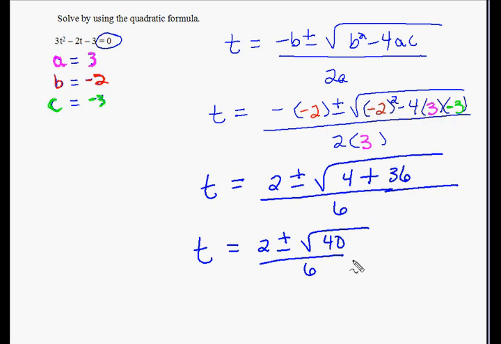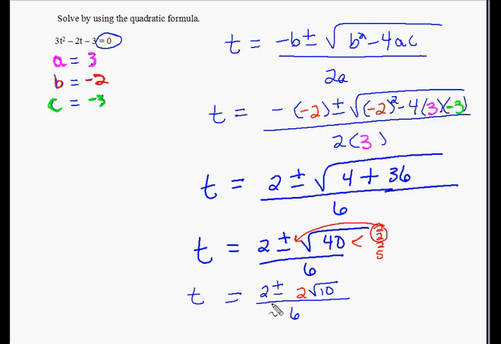Okay, well, anytime your answer has a fraction in it and has a radical in it, you must do all the simplifying possible. 40 breaks down as 2 times 2 times 2 times 5. There's 2 2's. We can take it out just once as the number 2. Then inside the radical we'd have the 10. In our denominator we have a 6. And we still have 2 plus or minus, which is equal to our t.